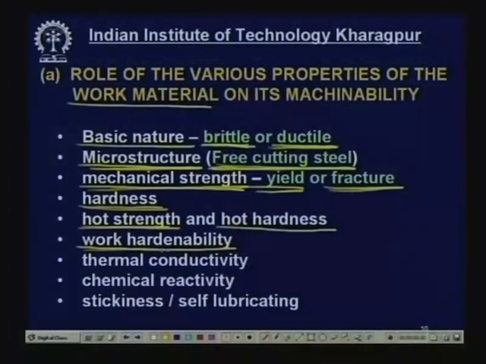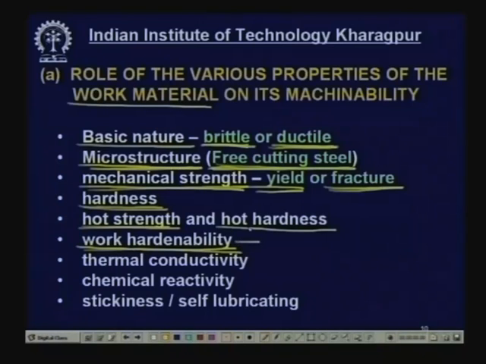Work hardenability. Some materials undergo work hardening during machining. You know that machining is associated with plastic deformation. Due to plastic deformation or high rate straining, this work hardening takes place. And if the work material becomes work hardened by the first pass, then the next machining pass will require a lot of force to machine. For example, hadfield steel, high manganese steel and high chromium steel are work hardenable and very difficult to machine.